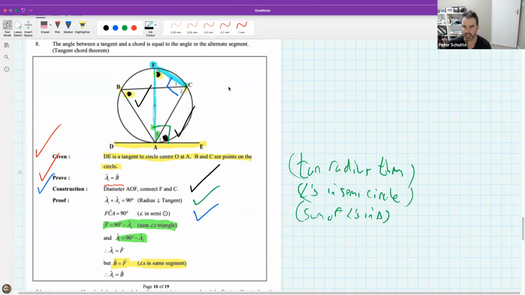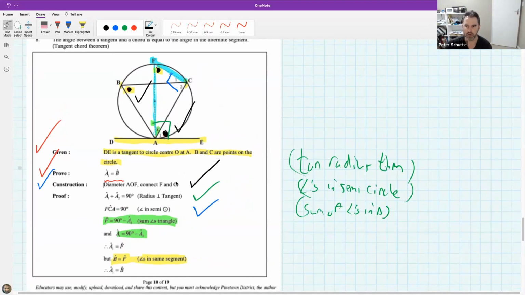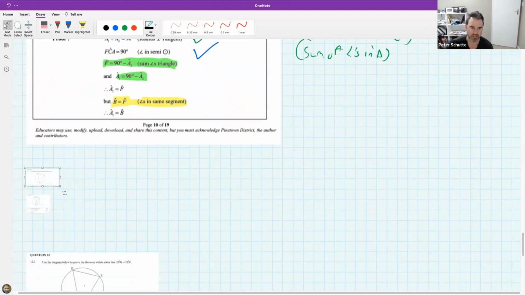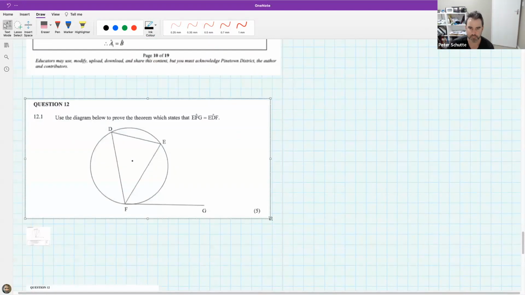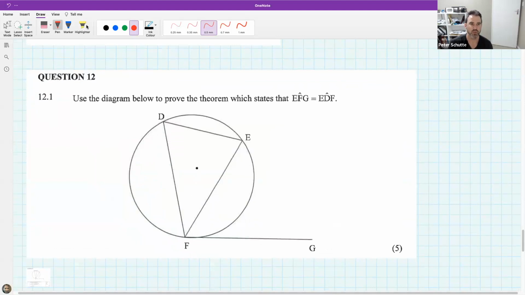Okay, now the way we're going to get you even higher is we're going to see what an old exam question looks like. So let's go to this past exam. This was a government exam. And here is the exam. It says, use the diagram below. Notice how it has different letters to prove the theorem which states EFG equals EDF. Now, where is EFG? EFG is here, and EDF is here.